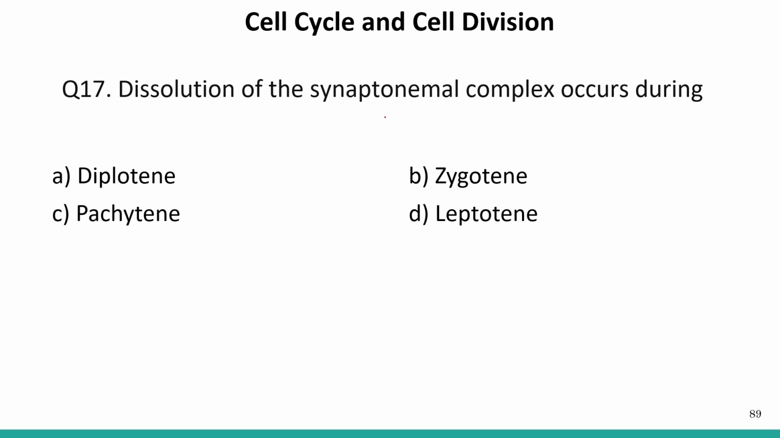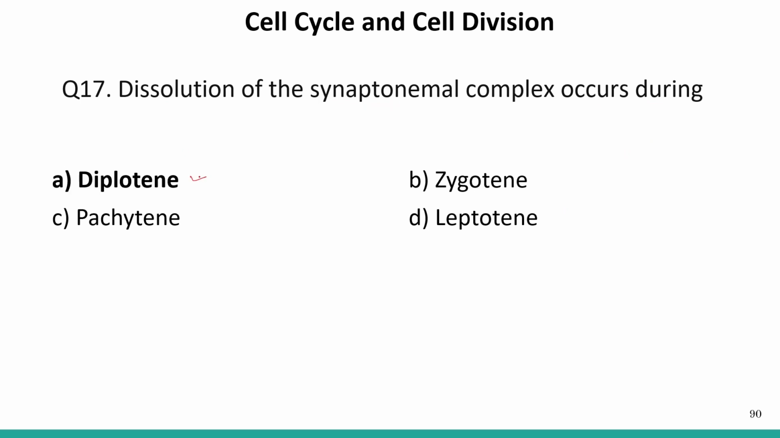Now next question is dissolution, or you can say breakdown of the synaptonemal complex occurs during... Again they are talking about prophase 1. Diplotene, zygotene, pachytene and leptotene. So this is a very straightforward question. Answer is diplotene. Dissolution of the synaptonemal complex occurs during diplotene, which helps in the separation of the chromosomes, and chiasmata is formed.